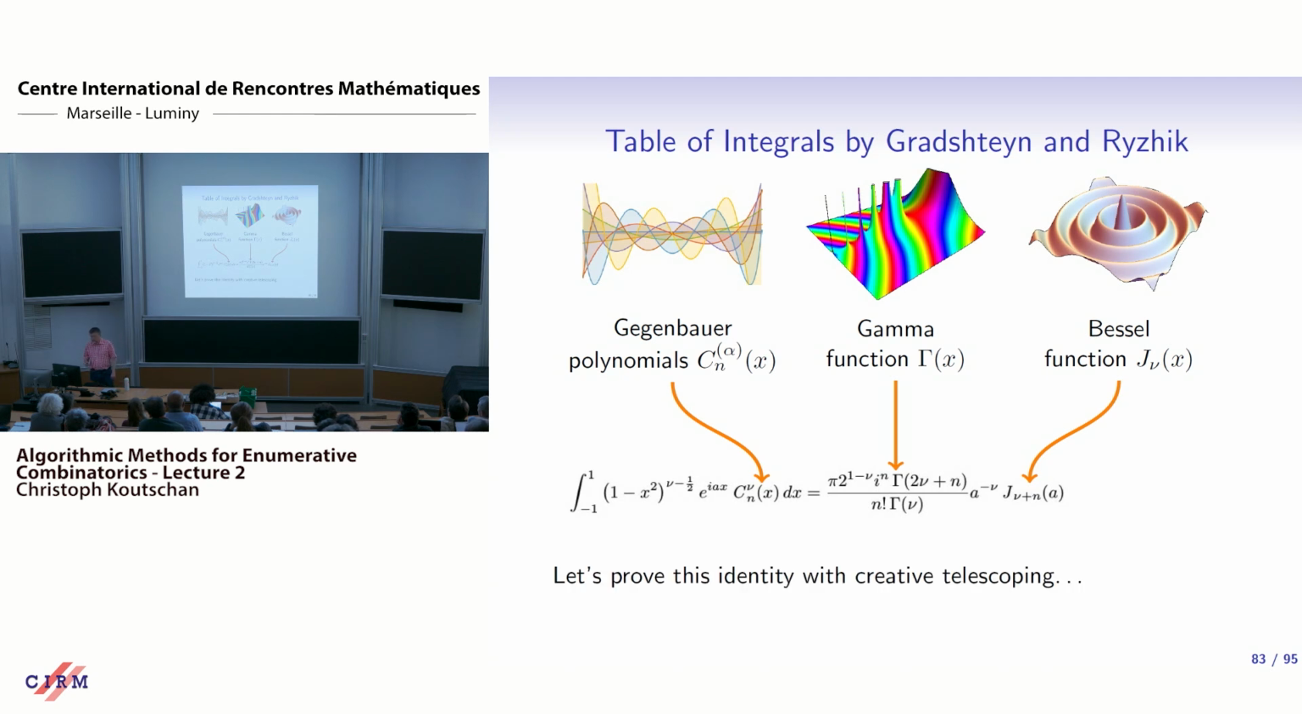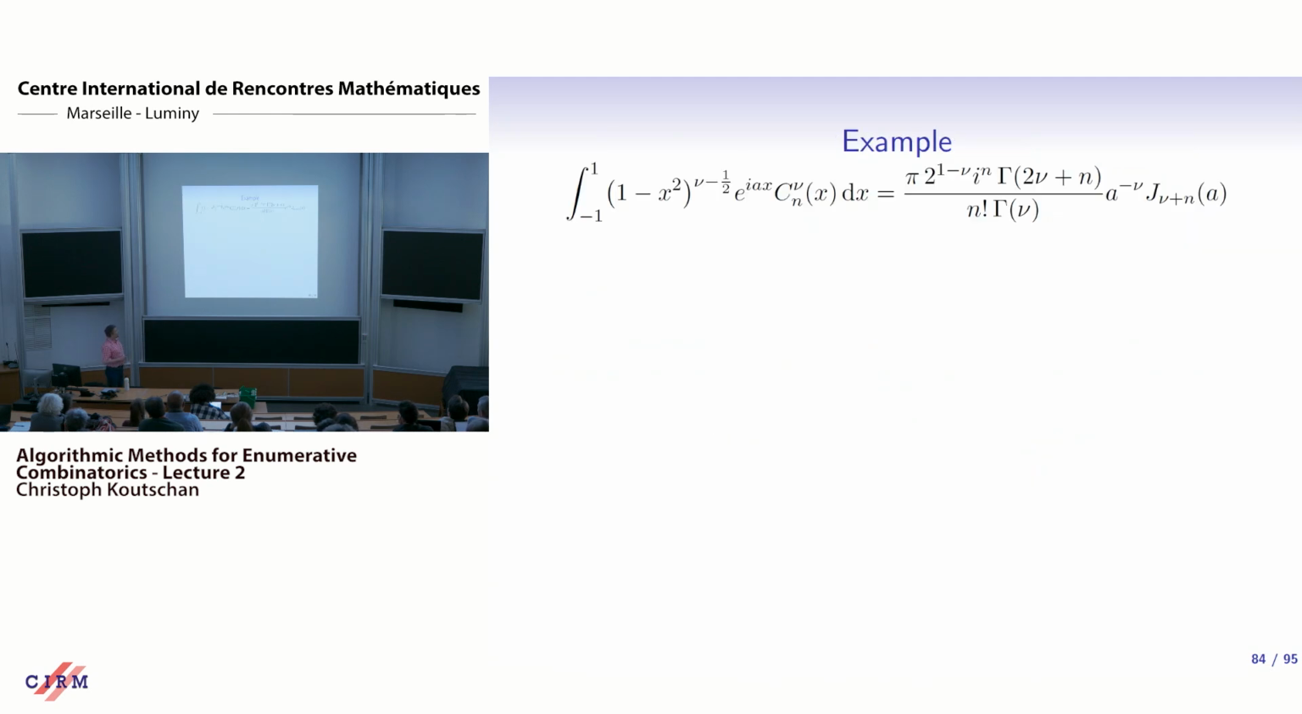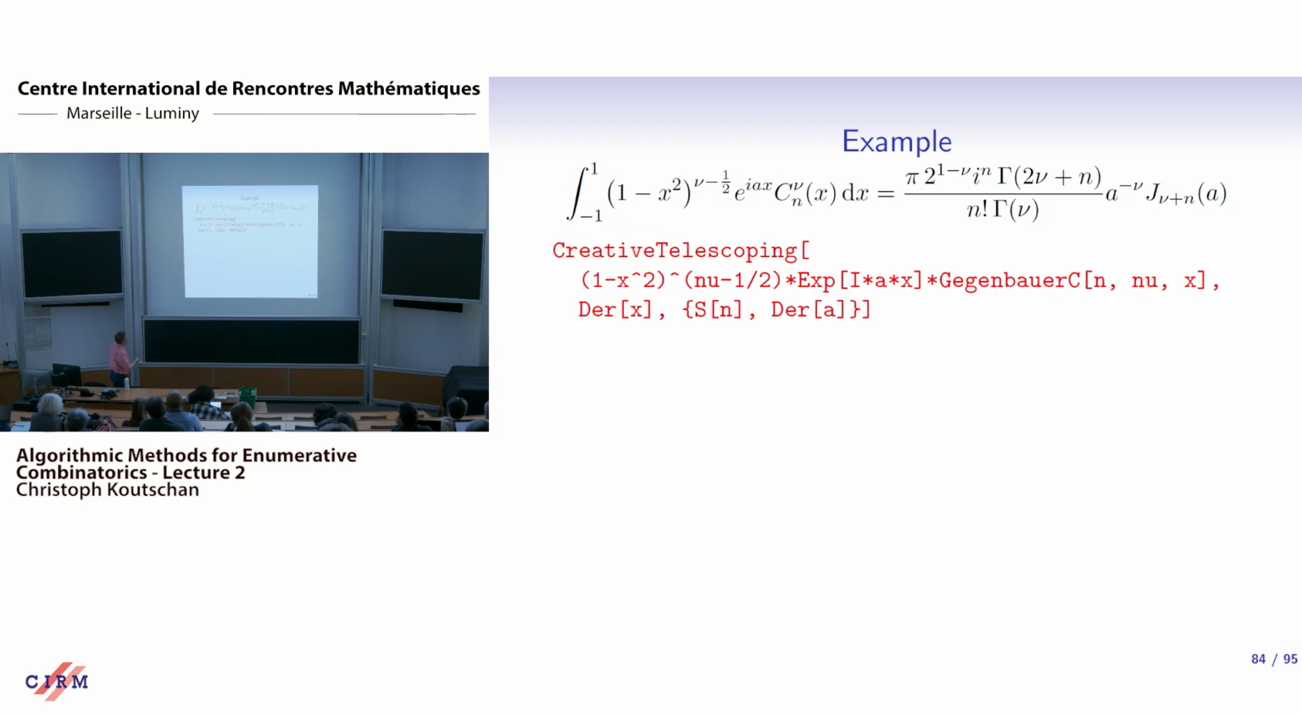Well, and so let's prove this. Here I copy this identity. On the left-hand side, we have an integral. That means we have to do creative telescoping on the left-hand side. So we enter the integrand into the command CreativeTelescoping. This is in the package HolonomicFunctions that I implemented in Mathematica. And so here we just copy this expression in Mathematica notation. Then we have to say that we want to integrate with respect to x, and we have to specify which of the other variables or parameters we want to consider.